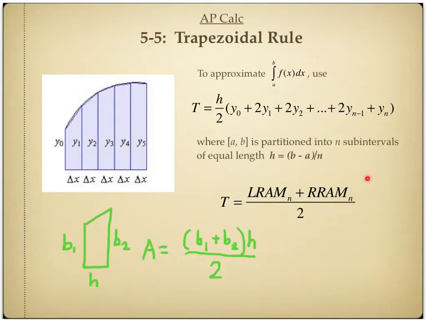Notice this is kind of interesting that the trapezoid rule can also be approximated by taking our LRAM plus the RRAM and dividing it by 2. So that's kind of an interesting aside that's related to this.